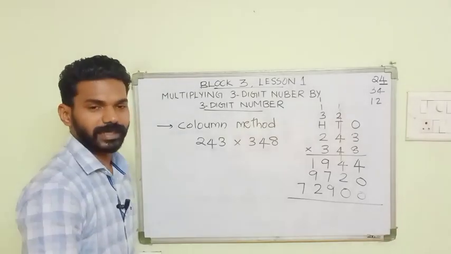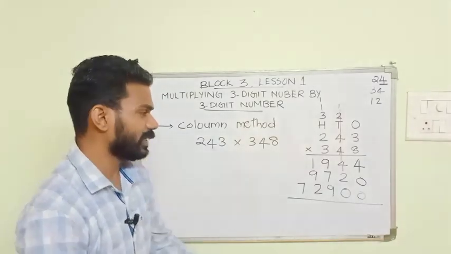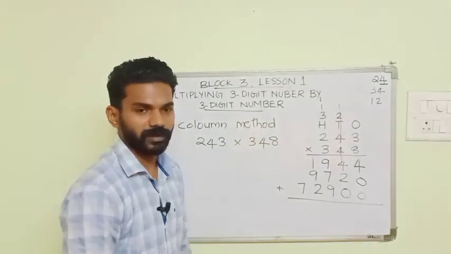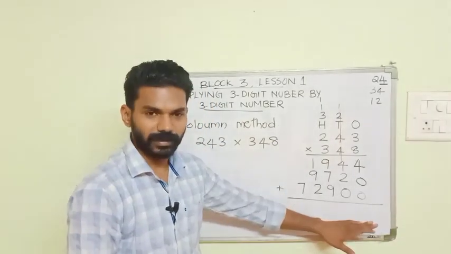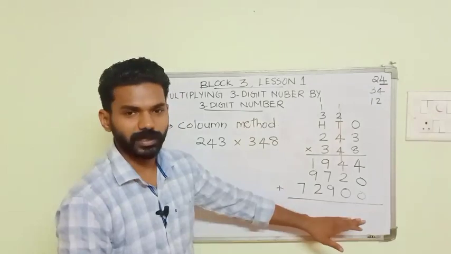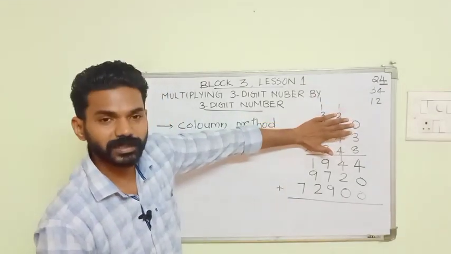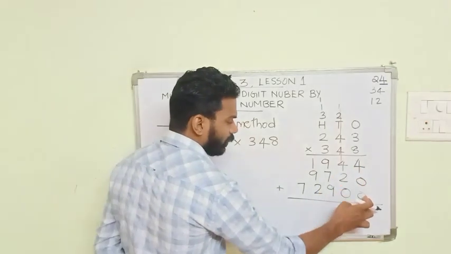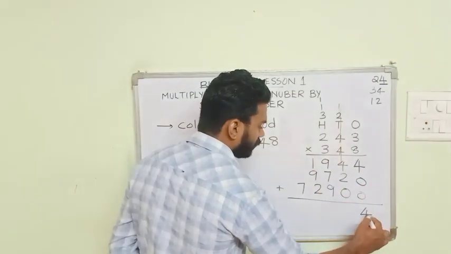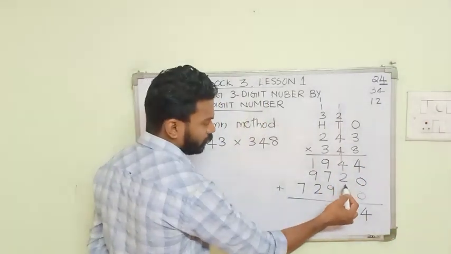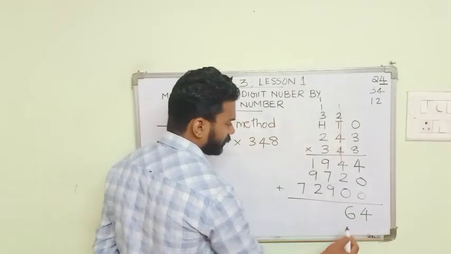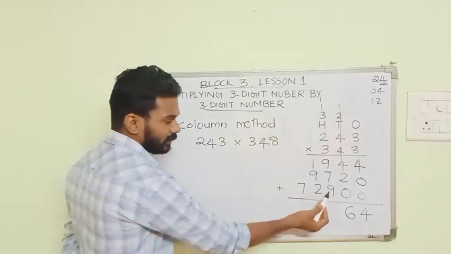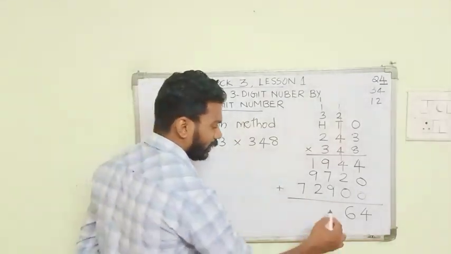Now what is the next step? On the next step, we just want to add all these so that we get a result. That result is going to be the answer for this multiplication. So how can you add this? 4 plus 0 plus 0, which will be 4. Now 4 plus 2 plus 0, which will be 6. 9 plus 7, which is going to be 16. 16 plus 9, which is going to be 25.